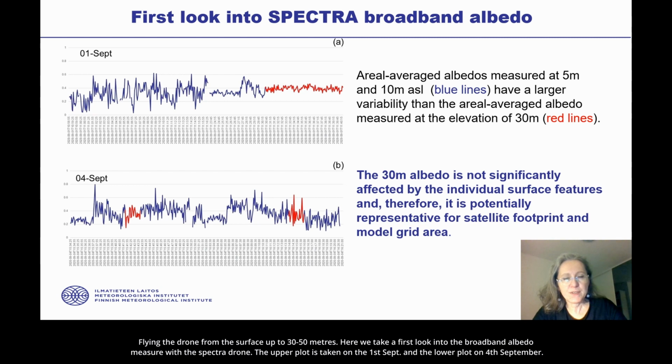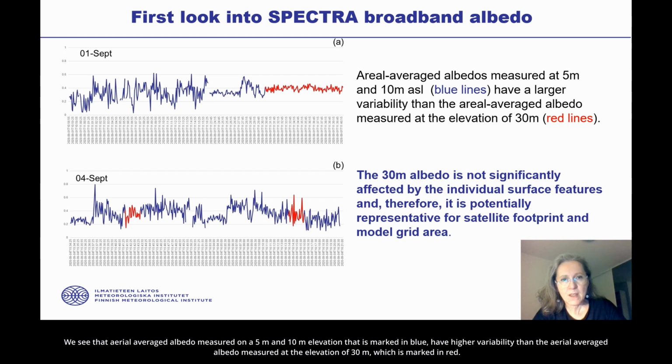Here we take a first look into the broadband albedo measured with the Spectra drone. The upper plot is taken on 1st of September and the lower plot on 4th of September. We see that the aerial averaged albedo measured at 5 meter and 10 meter elevation, marked in blue, has higher variability than the aerial averaged albedo measured at the elevation of 30 meters, marked in red.